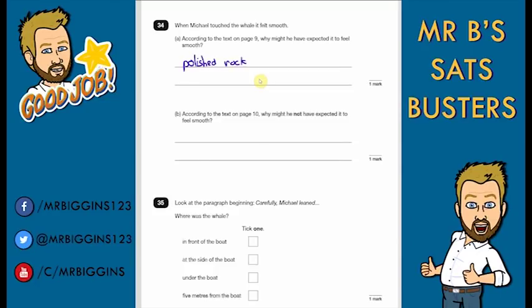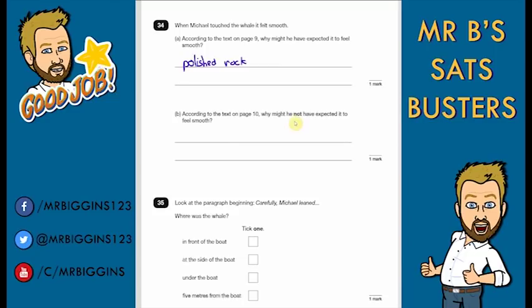But then for 34b, it says, according to the text on page 10, why might we have not expected it to feel smooth? So let's just read near the start, the top, of page 10. Carefully, Michael leaned over. On one side of the boat lay the whale's tapering tail. On the other side, the head with its scarred lines lay like a piece of huge, dark wreckage. This close, Michael could see the big sections of skin that had peeled off in straight lines, giving the whale's head a patchwork look in grey and blacks.